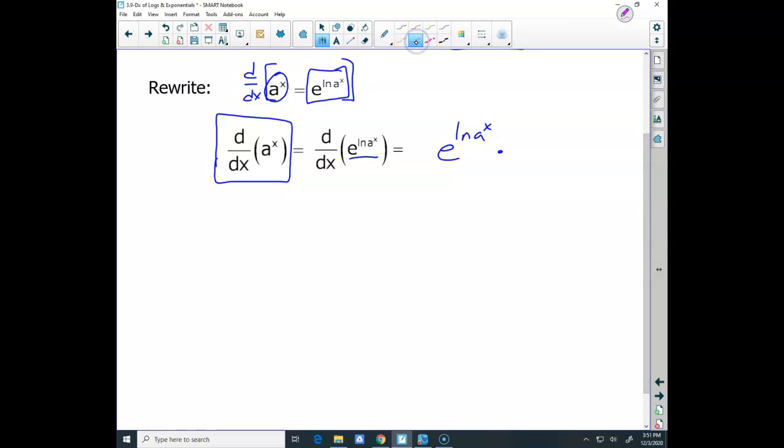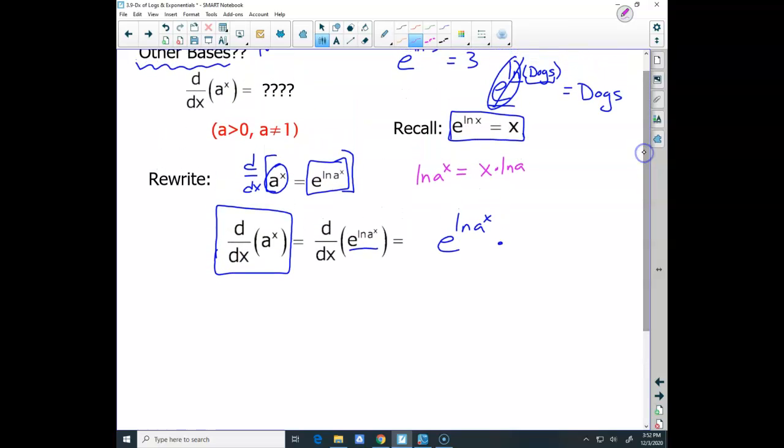Okay, now I got to think of this exponent. My exponent is ln a raised to the x. And we have these logarithmic properties that say, hey, this actually equals x times ln a. Okay, because I can power that down. Well, what is a? Well, let's look back here. A is a constant. A is a number greater than 0. It's just not 1. So what is the derivative of that ln a?